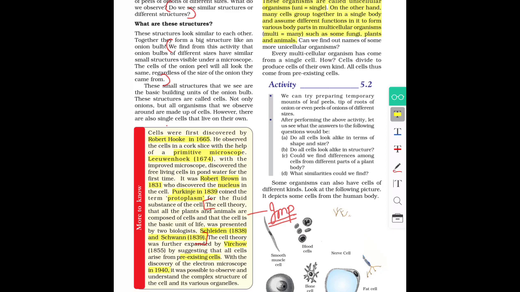After performing the above activity, let us observe and try to answer the following questions. Do all cells look alike in terms of shape and size? The answer would be no. Do all cells look alike in structure? Yes. Could we find difference among cells from different parts of a plant body? Yes. What similarity would we find? That we will study further in the chapter.